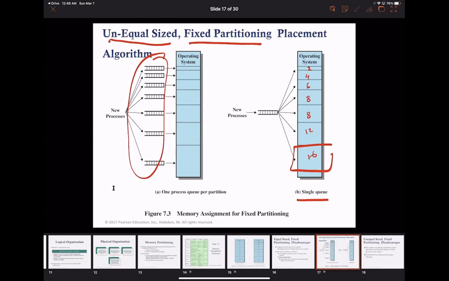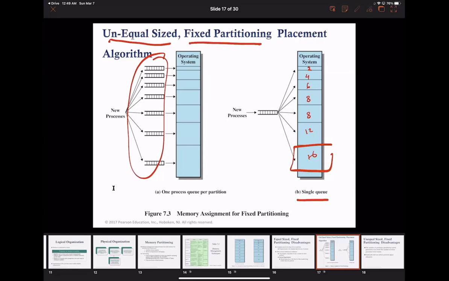In this case, a preferable approach would be, instead of using multiple queues for each partition, to use a single queue for all the processes. When it's time to load a process into main memory, the smallest available partition that will hold the process is selected. This is the best optimum strategy.